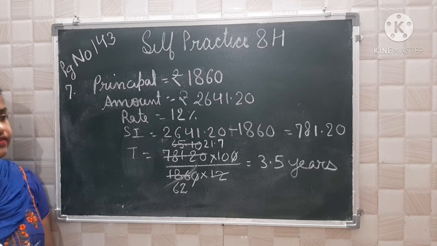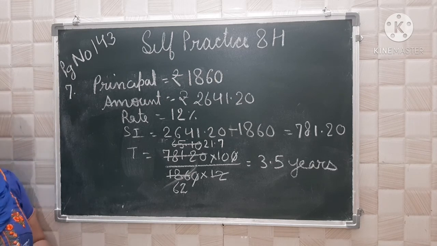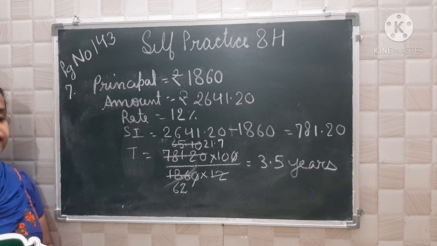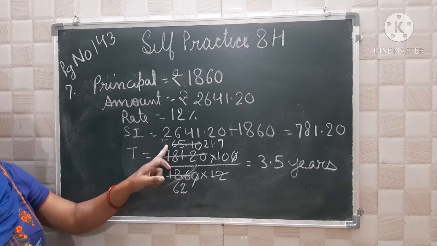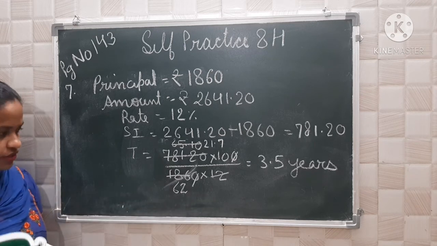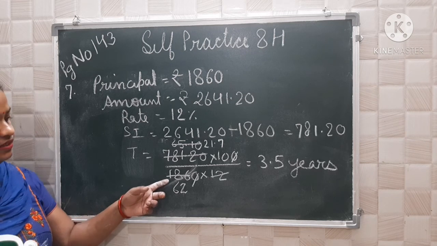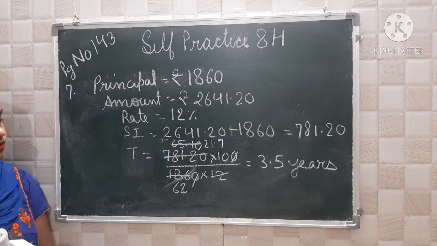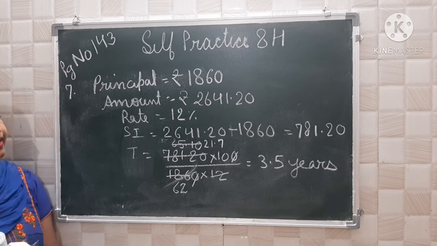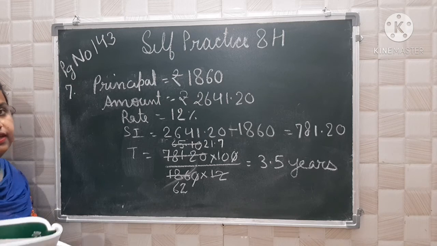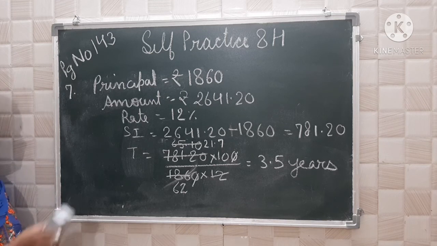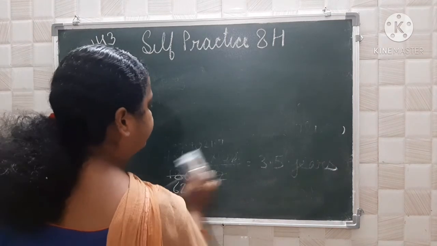2641.20 minus 1860, that is 781.20. Now 781.20 into 3.5 into 100 upon 1860 into 12. 12 directly you can cut, it will be going 65.10, then by 3, 6 18, 3 2s are 6, so 217. So you will get 3.5 years, means total time for this rate to be paid, that is 3.5 years. Clear? Now come to question number 8.